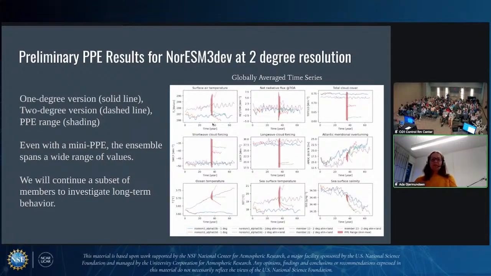So we see that with only these 4 parameters, we span already a large range of values, and they don't all behave the same. So we will continue then with a subset of these members and then investigate the long-term behavior of the model to see if we can use this. But we will use more parameters to tune for the PPE in the future, where we have actually frozen the model development. But then we'll see if we can use this as a method for tuning the 1 degree version.